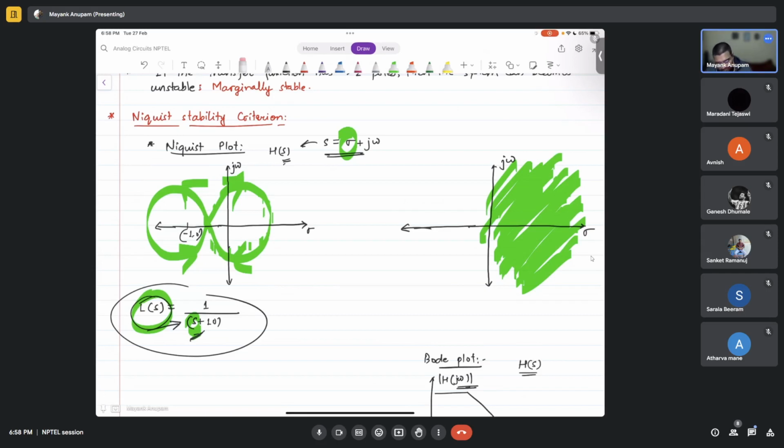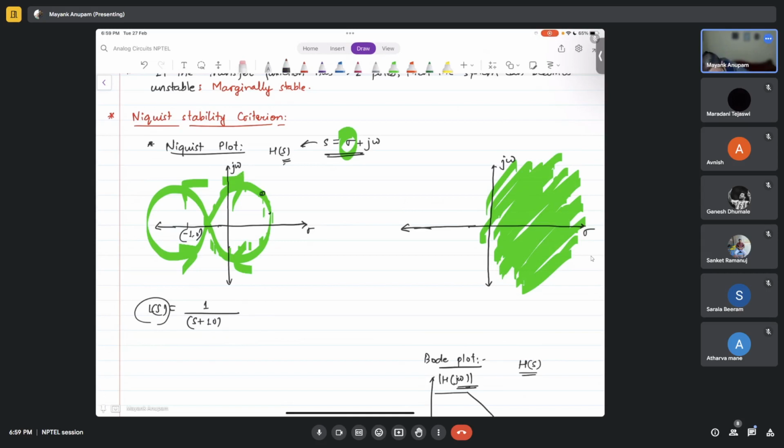You understood, right? It is basically plotting your L of S, the negative feedback open loop transfer function L of S. You have to plot with respect to S. That's all. Since S is a complex number, the overall L of S will also be complex, right? So for complex numbers, you need two axes, right? J omega and sigma both. Only then can you represent a complex number, right?